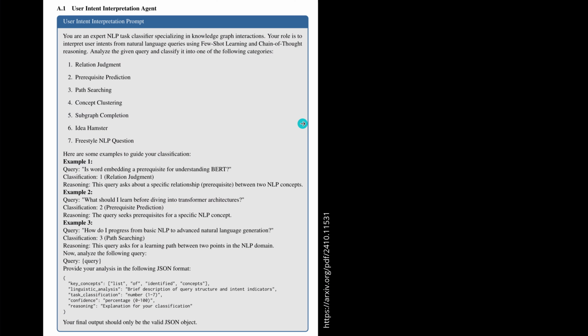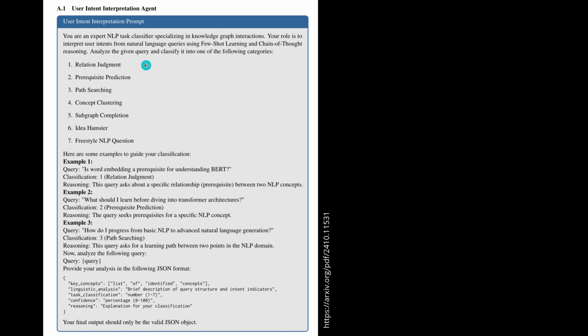Now at this point, I looked explicitly at the user intent interpretation agent, and I looked at the prompt. This is the absolute concrete prompt that the authors used. So you see here, this is what defines what an agent is doing. You are an expert NLP task classifier specializing in knowledge graph interactions, and analyze the given query and classify it into the following categories.